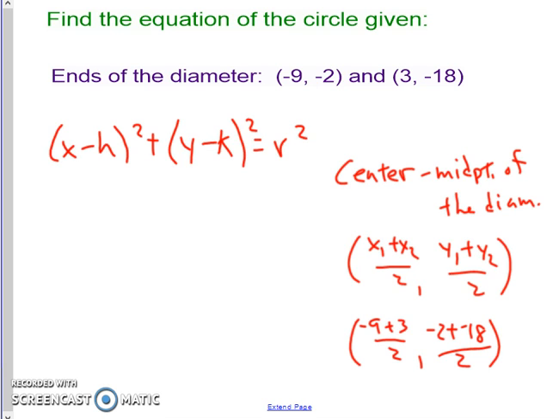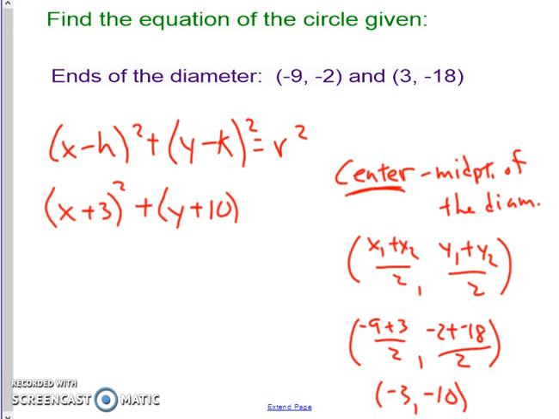So in our first case here, we'd have negative 6 divided by 2, which is negative 3. Then we would have negative 20 divided by 2, which would give us negative 10. And again, that would give us our center. So we can go ahead and substitute that in for h. So we'd be subtracting a negative 3, which would be a positive 3. And then we'll plug in negative 10 for our k. So again, we'd be subtracting a negative, which would turn into a positive.